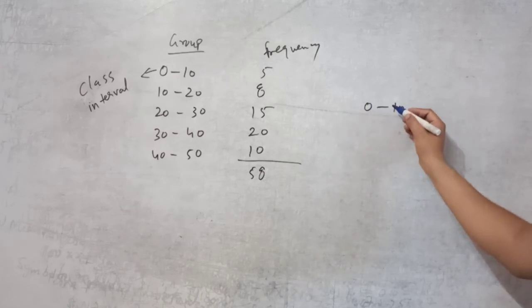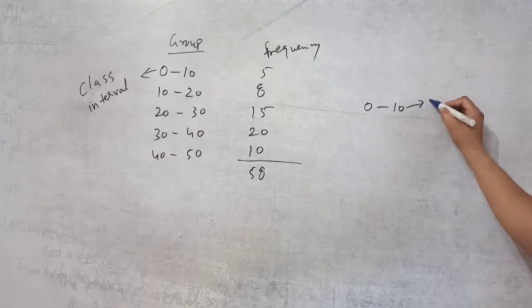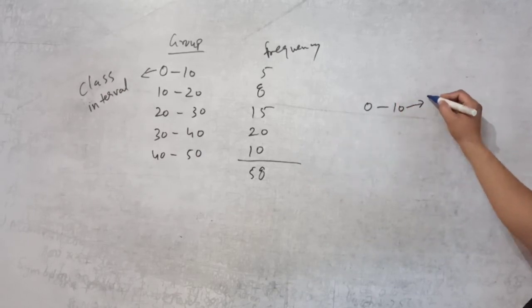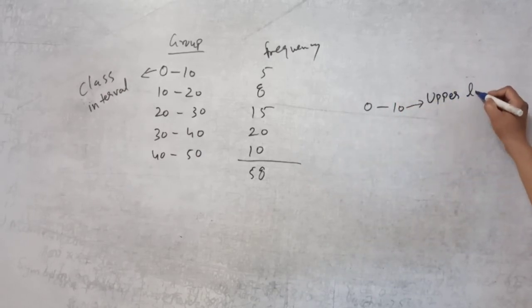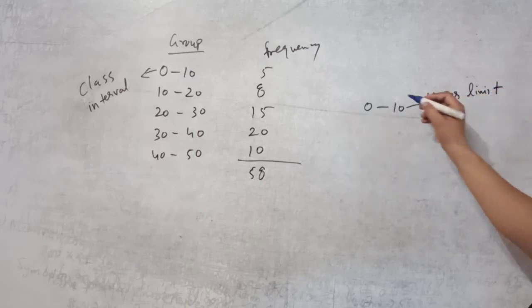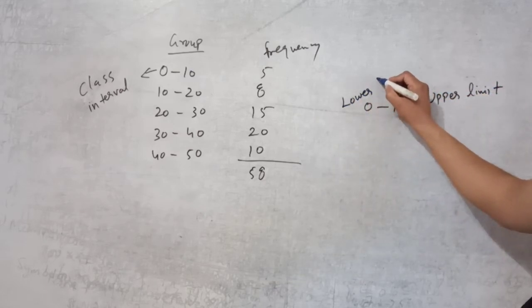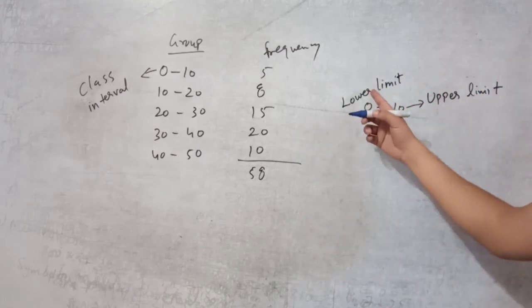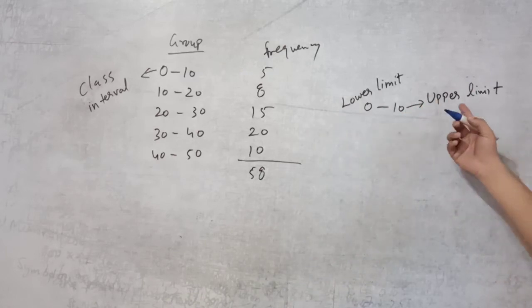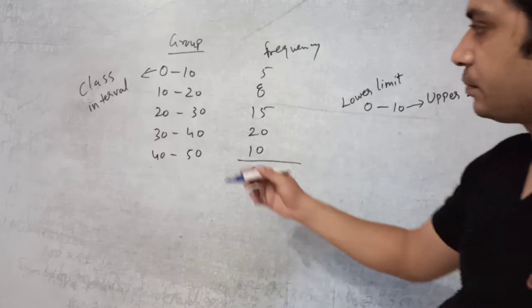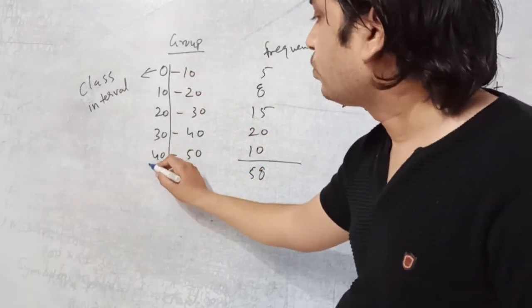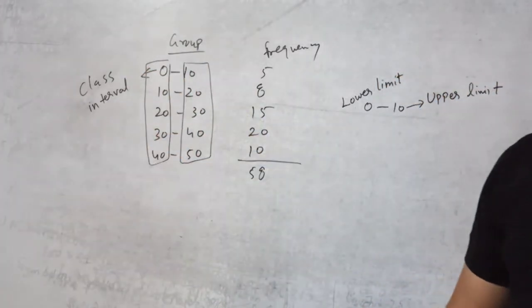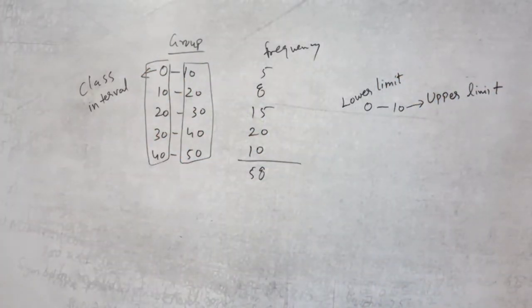So in this 0 and 10, in this class interval, this 10 is known as the upper limit, and this is known as the lower limit. Which is written on the left side, that is known as the lower limit, and which is written on the right side, that is known as the upper limit. We are talking here, this all is known as the lower limit, and this all is known as the upper limit. So this is the lower limit and the upper limit.